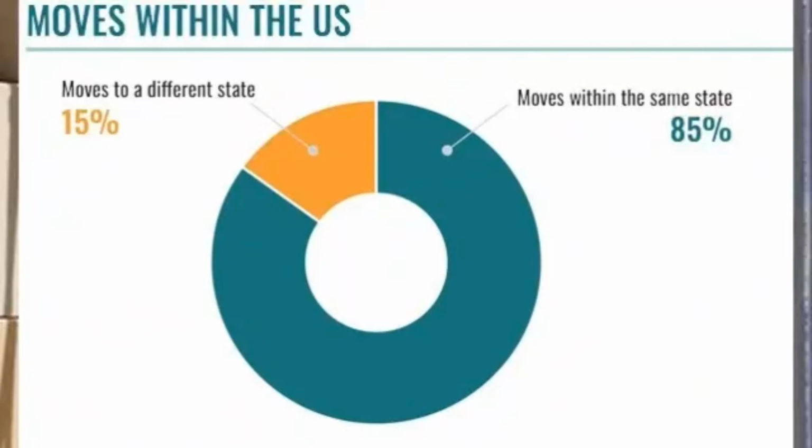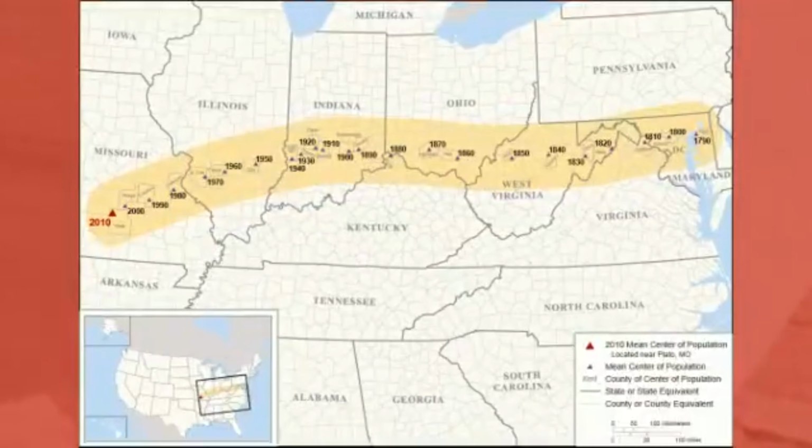So this is in the US. We see that only 15% of people move to a different state, but 85% of moves take place within the same state. So this would be like if you just move houses or switch neighborhoods, that would be an example of an internal migration where you don't leave your state.